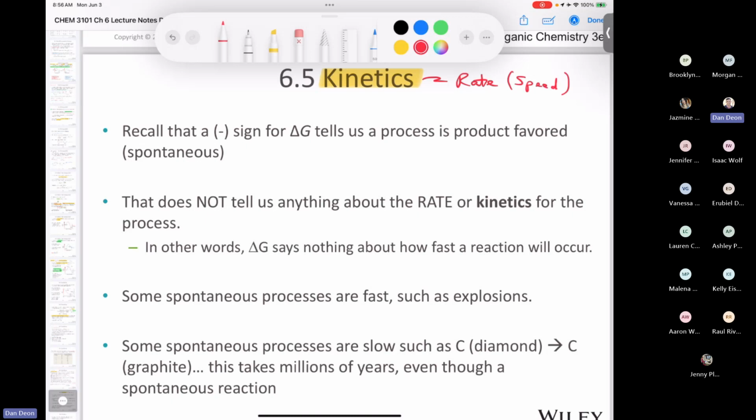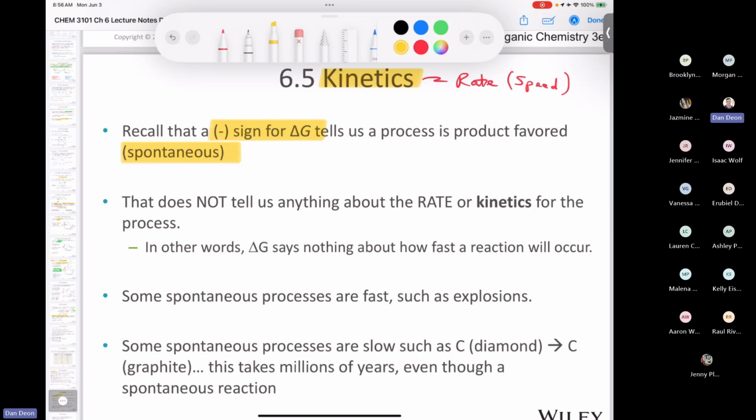So are you ready for this? What did we just cover for the past 40 minutes? I said, if your delta G is negative, your reaction is spontaneous. Give me a thumbs up if you're with me on what I just highlighted in yellow. If delta G is negative, the reaction will occur. Cool, okay.